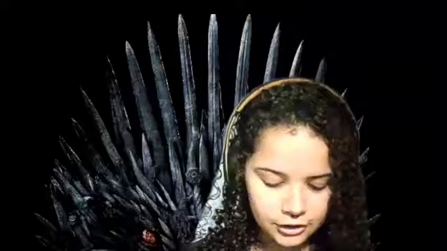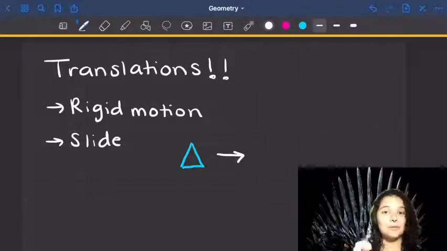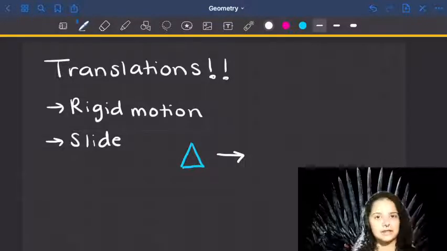Today we're going to be talking about translations. Looking down, it's because I'm currently writing while I'm speaking, so don't mind me looking down. I promise you, y'all can see me, it's all good. Okay, so today we're going to be talking about translations, and I covered it a little bit last week in my video on rigid motion.